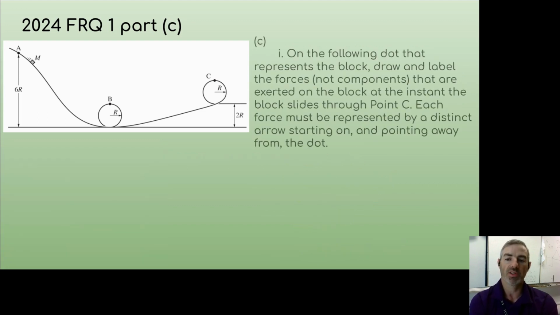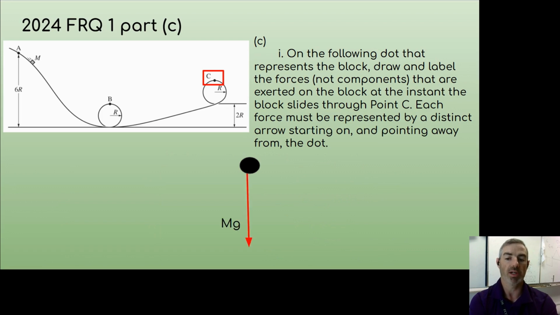Part C asks us, at point C, to draw all forces that are acting on the block, starting with a vector starting on the dot from point C and pointing away from the dot. So each force has to be its own vector. This is key. When we draw gravity, we know gravity points straight down, so you can label it mg, Fg, force of gravity, anything that says it's the force of gravity acting on it.